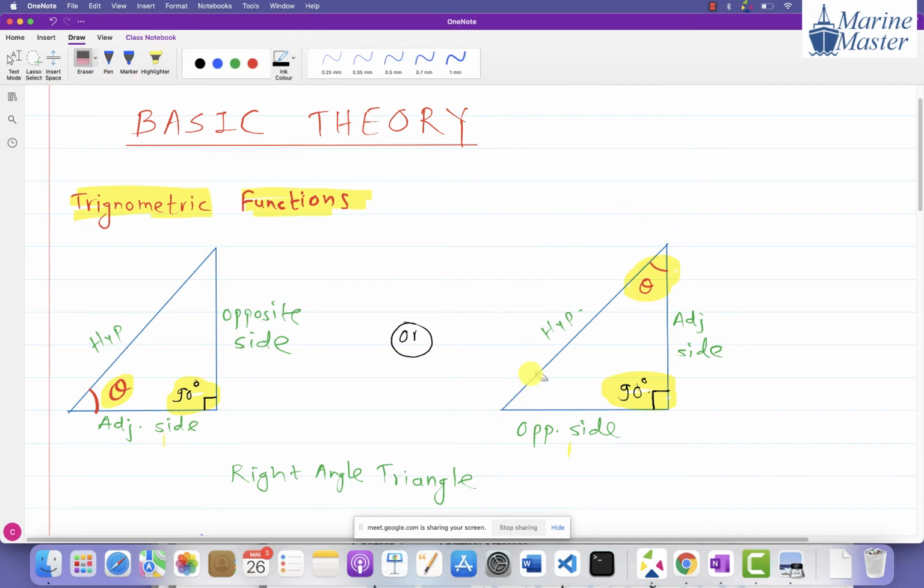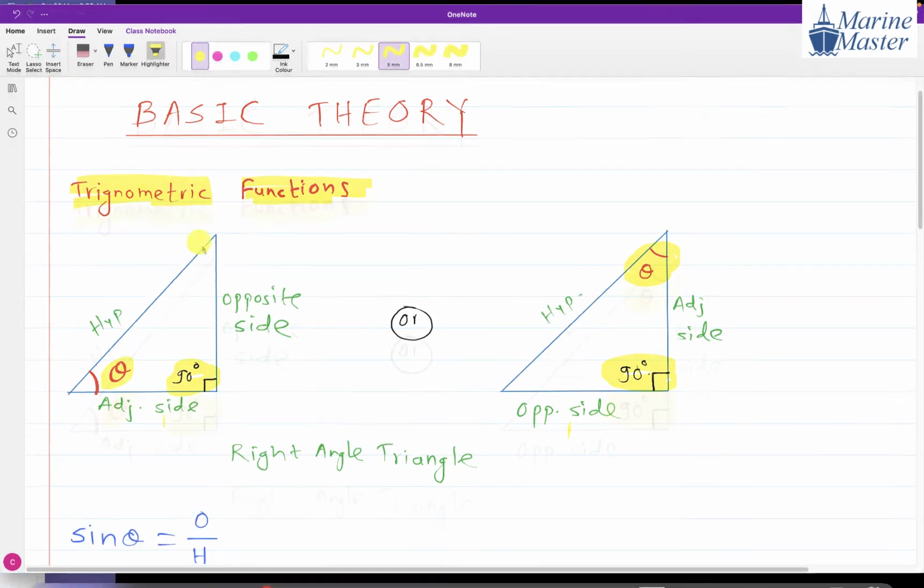Now observe this another triangle. In this triangle we assume theta here. See, opposite to the theta is the opposite side. See how the opposite side changes here, and this vertical side will become the adjacent side. You are getting my point? So this is our right angle triangle.